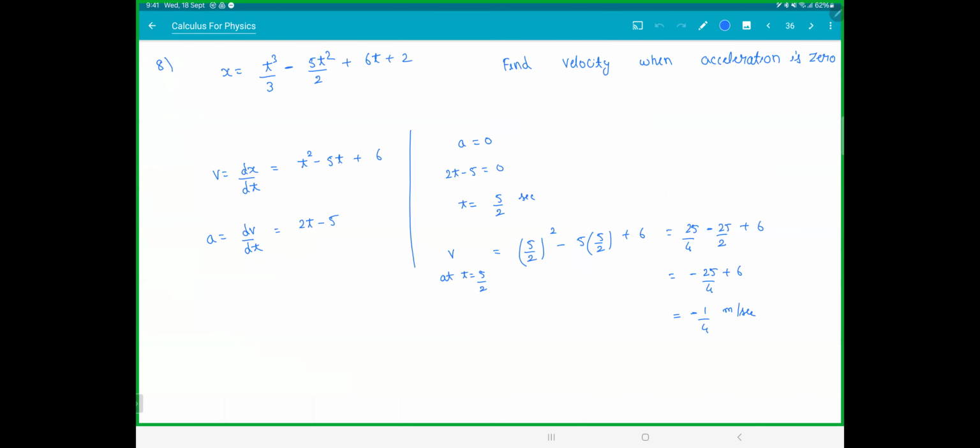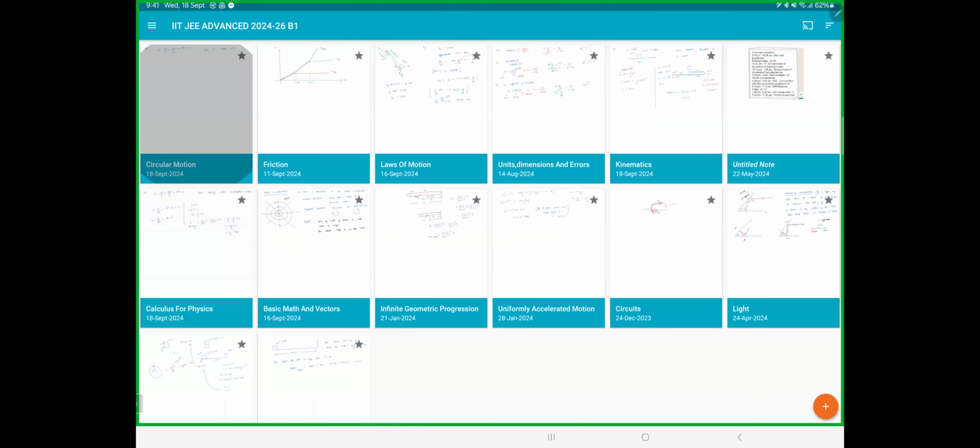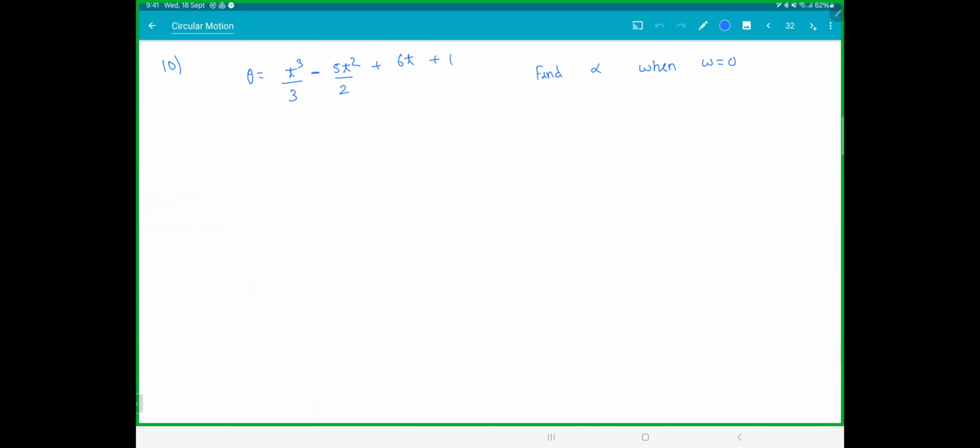Look at this question. Same question. X is t cubed by 3 minus 5t square by 2 plus 6t plus 1. Find velocity when a is 0. You have to find acceleration when v is 0. There's no difference. It's simply a differentiation problem. Try. I'll give you a minute or two. If you differentiate once, you get omega. Differentiate 2 times, you get alpha.